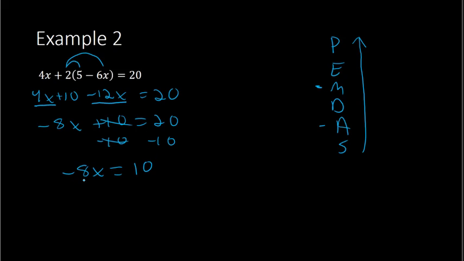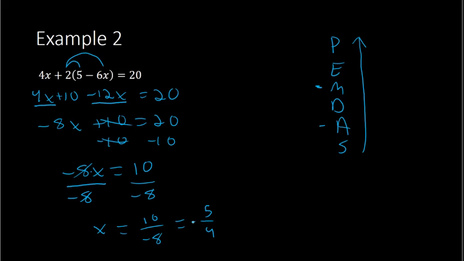Now this negative 8 is being multiplied by x. So to remove the negative 8, we need to do the opposite of multiplying, which is dividing. So I divide both sides by negative 8. When I do that, on the left side, I have x remaining. On the right side, I have 10 divided by negative 8, which you can reduce by dividing top and bottom by 2. That gives me negative 5 over 4.